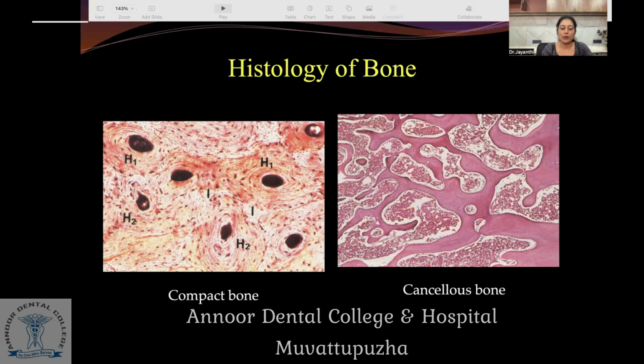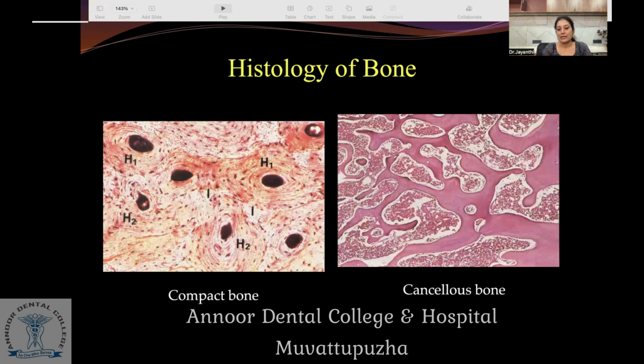So what is this osteon? Each osteon consists of a central Haversian canal. What is marked as H1 refers to a Haversian canal. This Haversian canal is surrounded by bone in concentric layers, and this is called lamellae. And that's how multiple osteons together will form a compact bone.